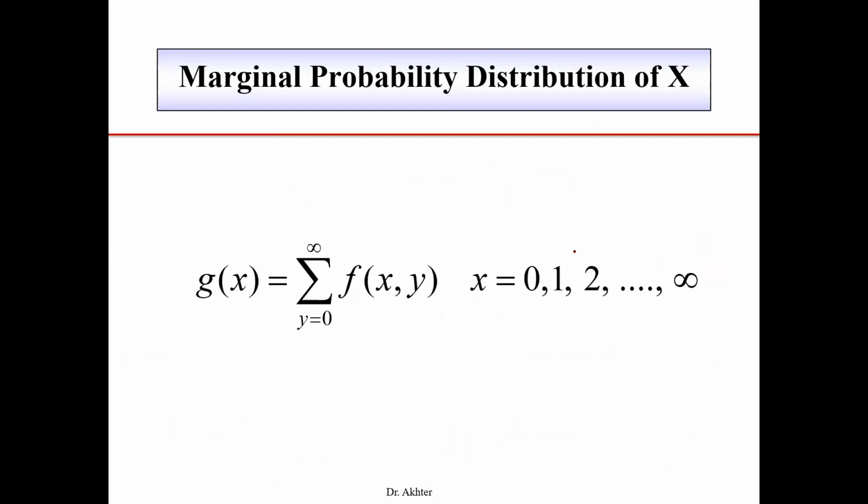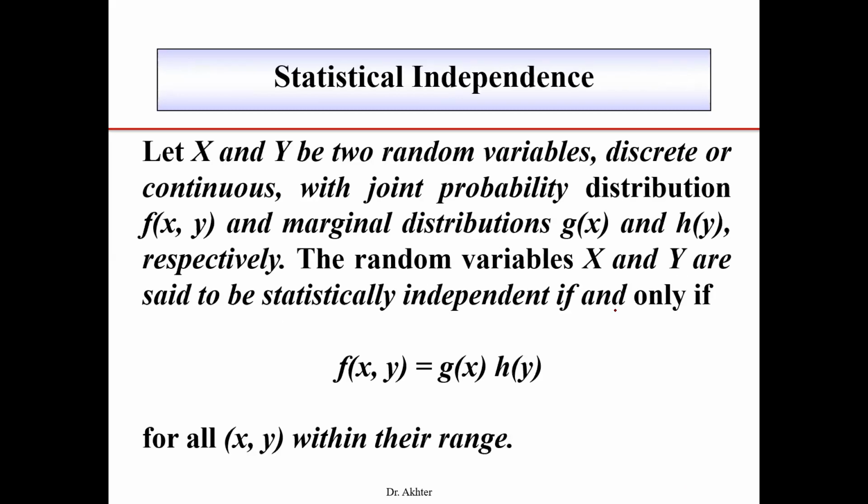If the two distributions, marginal of x and marginal of y, are multiplied and equal the joint distribution, then this is known as independent variables. That is the definition of independent variables. The product of the two marginals will be equal to the joint. We can say that the two variables are independent. This is the statistical definition of independence.